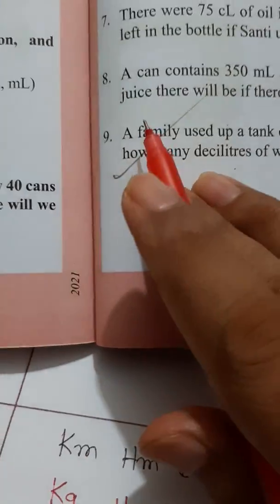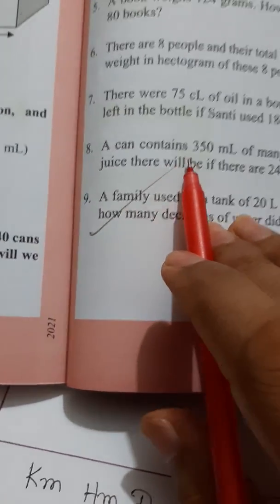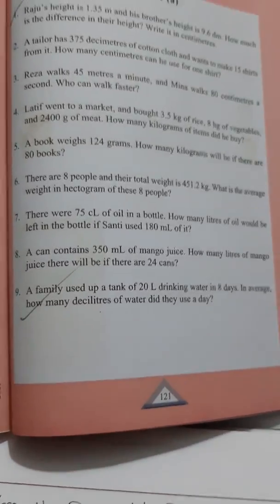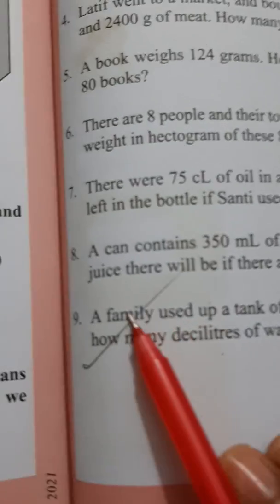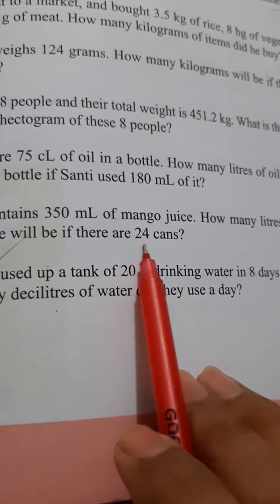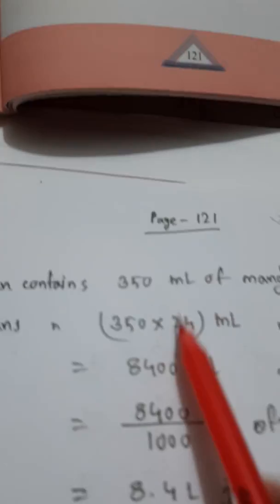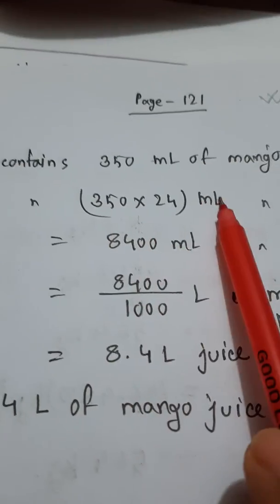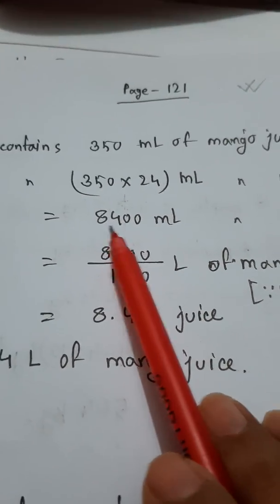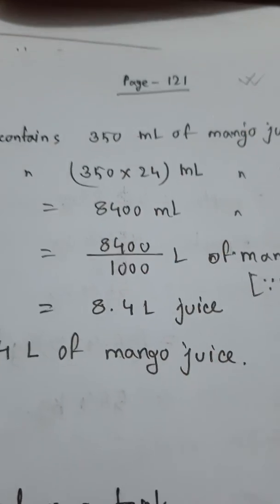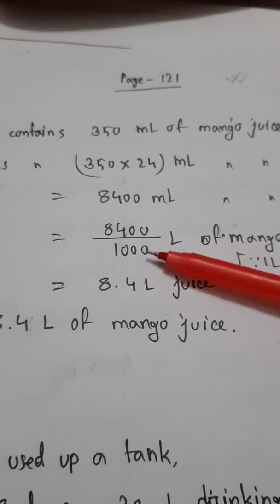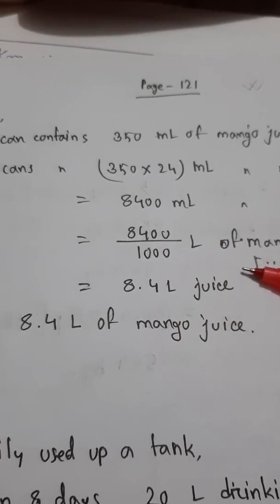Number 8. A can contains 350 milliliters of mango juice. How many liters of mango juice will there be if there are 24 cans? A can contains 350 milliliters, so we multiply 350 by 24 and get 8400 milliliters. The answer is expressed in liters, and 1 liter equals 1000 milliliters, so we divide by 1000. The answer is 8.4 liters of juice.